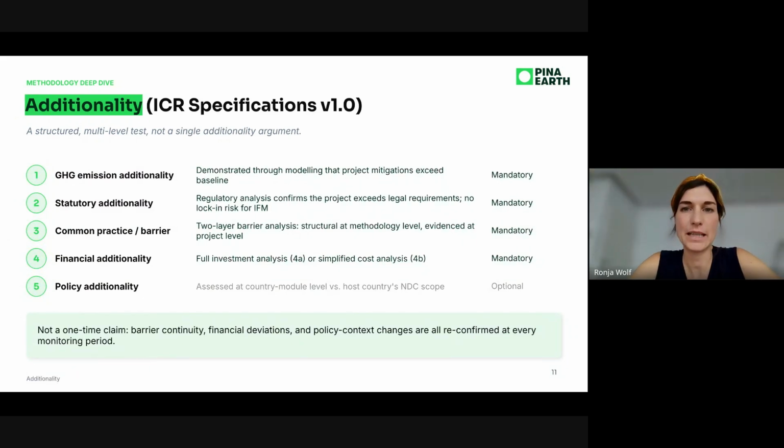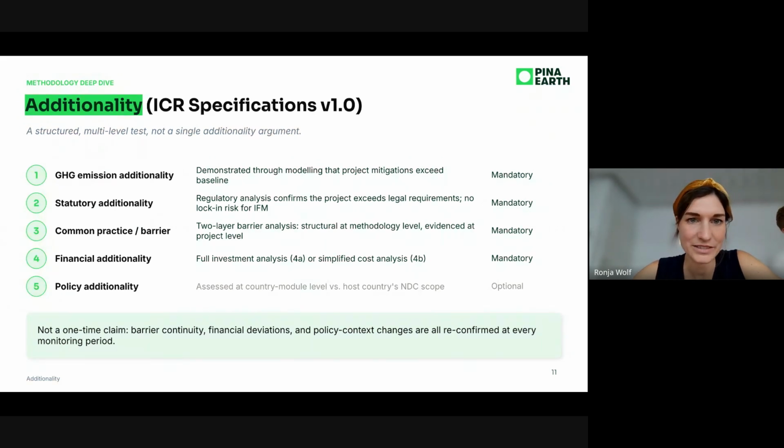Thank you, Till. I'm up now to lead you through the remaining changes, starting with additionality. The main change we made here is that we fully aligned now with the new ICR additionality specifications version 1.0. There is a 5-level assessment of additionality, which combines standardized elements with project level assessment. The first 4 of them are mandatory. The 5th we made optional, and we go into a little bit of detail through the first 4.